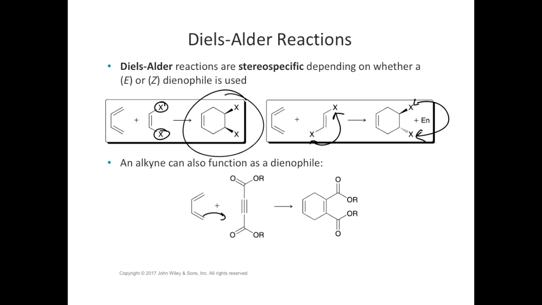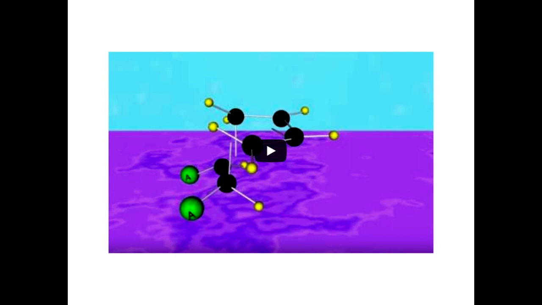So in this case, if we move our pi bonds around, notice we still have one pi bond on the right side from the dienophile, because you're just going to lose one of the two pi bonds here in forming the ring. Here is an animation of the Diels Alder.